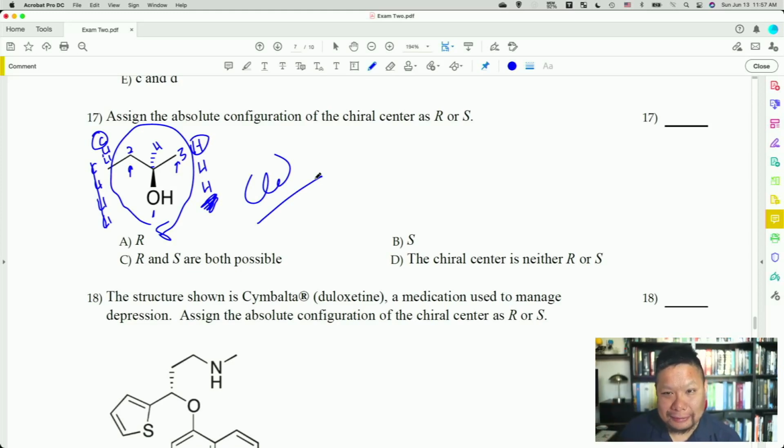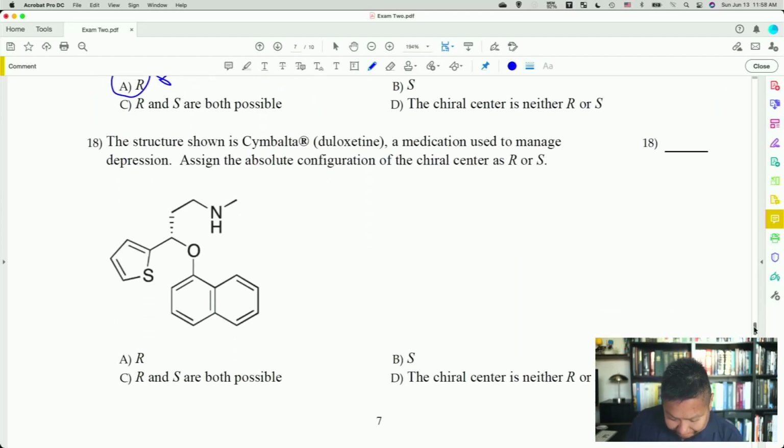in Vampire Diaries. Anyway, so this is clockwise, so it's R. I mean, it's R, but the answer is actually A, because R is not a choice. The answer is A. Next, same thing again for Cymbalta, a medication used to manage depression.